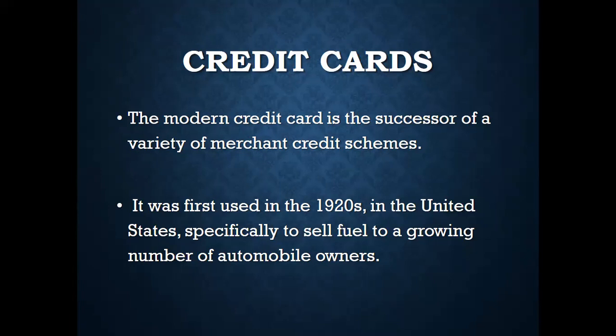Now, in those days, fuel stations accepted only their own credit cards. There was nothing like, for instance, Goil accepting Shell's credit card. Goil, for instance, accepted only Goil's credit card. Shell also, for instance, accepted only Shell's credit card. So in the US, in the early 1920s, credit cards were used by various fuel stations to sell fuel to their most loyal customers on credit.